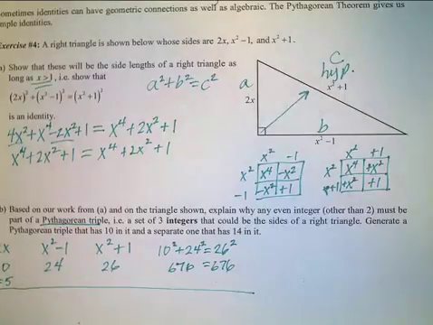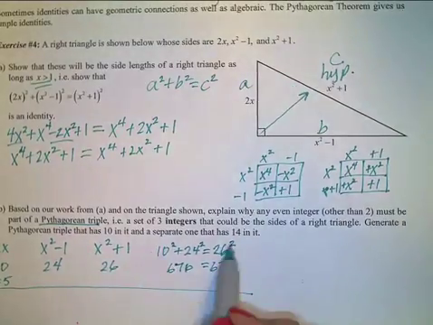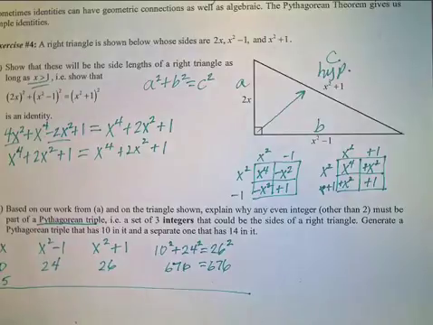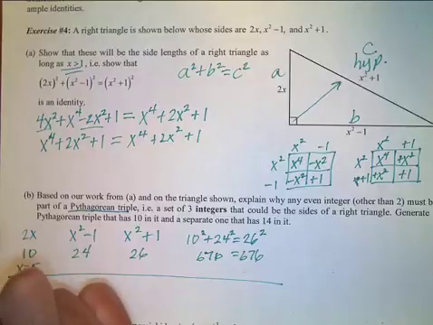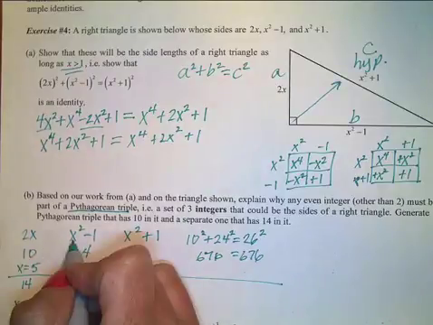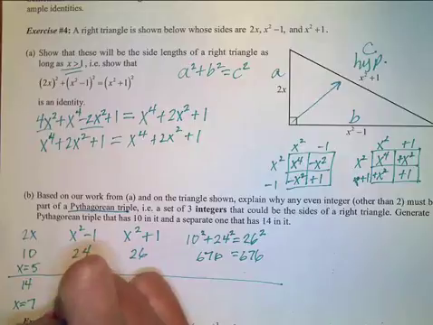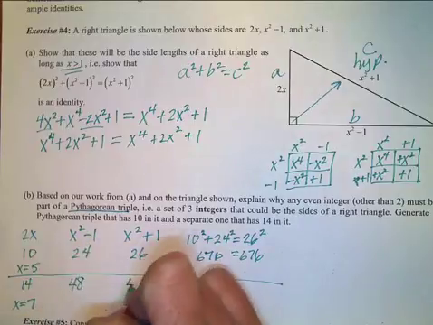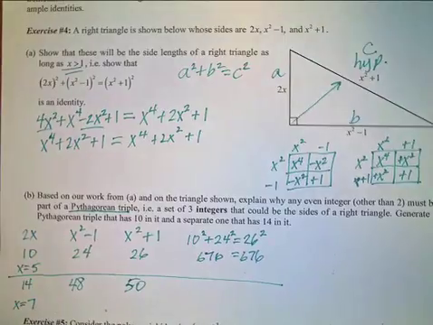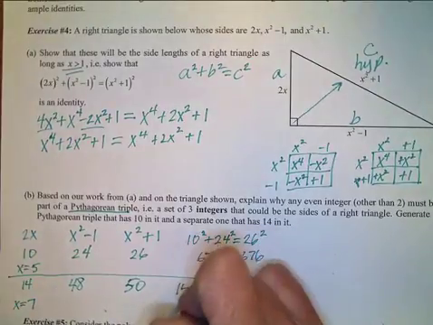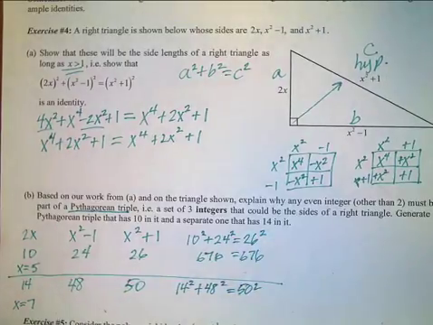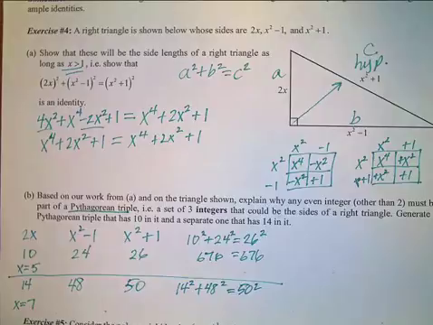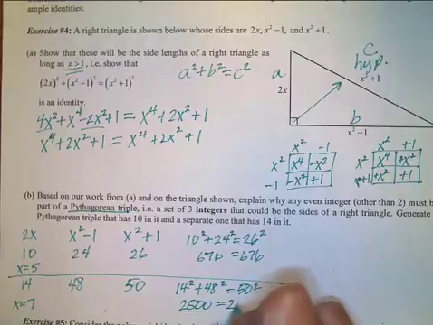So let's try another scenario. It says 14 has to be in it. So if 14 has to be in it, that means that x is going to equal 7. So if x is 7, 7 squared is 49. 49 minus 1 is 48. 49 plus 1 is 50. All right. So 14 squared plus 48 squared, does it equal 50 squared? So I'm going to quickly plug that in my calculator and see if that is true. You should do the same. And 2500 does equal 2500.